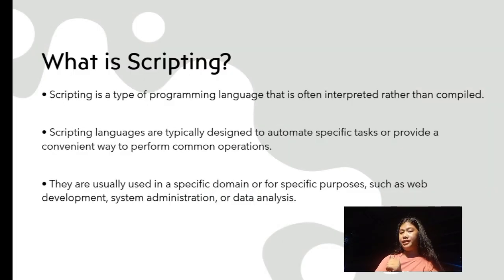What is scripting? Scripting is a type of programming language that is often interpreted rather than compiled. Scripting languages are typically designed to automate a specific task or provide a convenient way to perform common operations. They are usually used in a specific domain or for specific purposes, such as web development, system administration, or data analysis.